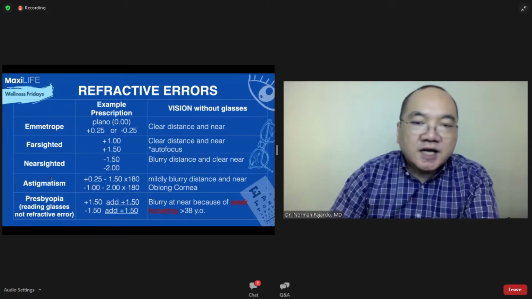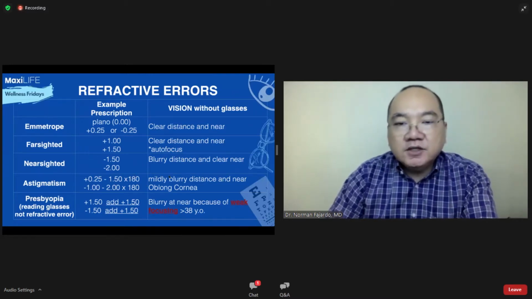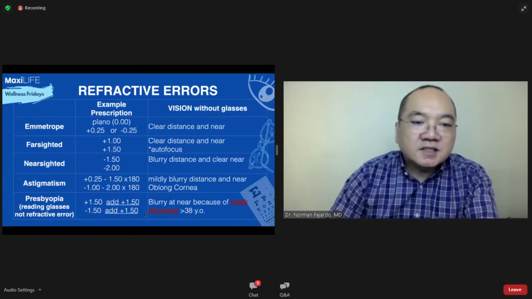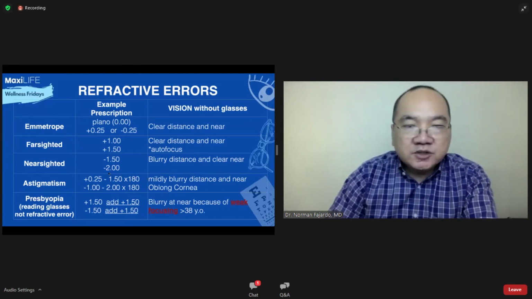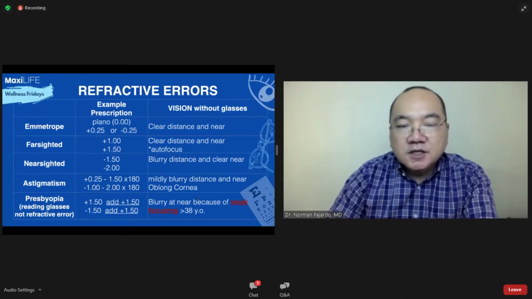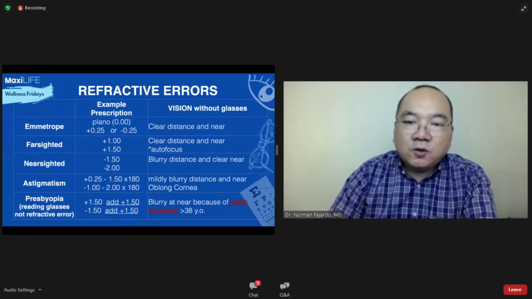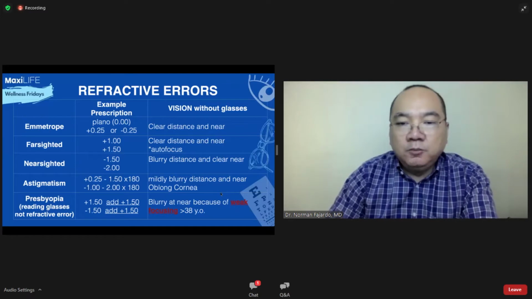You say you're nearsighted if your prescription is minus 0.50 or minus 2.00, and you see blurry at distance but clearly at near. You say you have astigmatism when your prescription, similar to this one, is plus 0.25 and minus 1.50, axis 180. This is actually your astigmatic number. Or you may have a minus 1.00 and a minus 2.00 astigmatism, like this one here. You usually have mild blurry vision at distance and near. It is because the cornea is not round in shape but oblong.